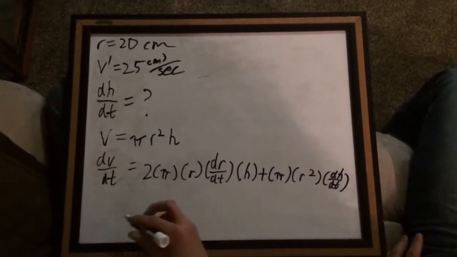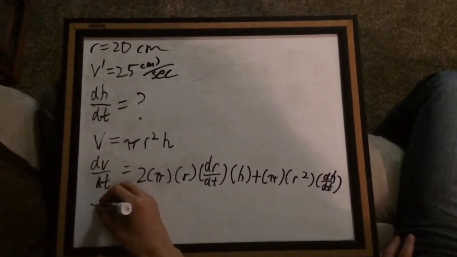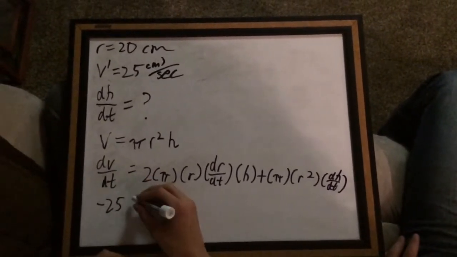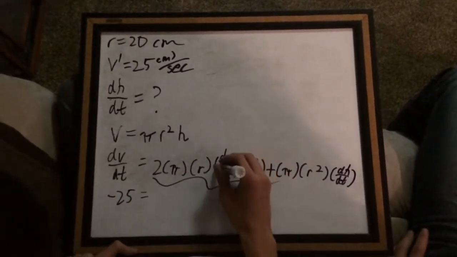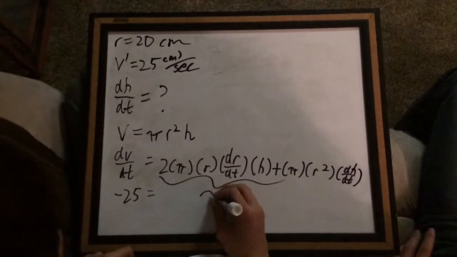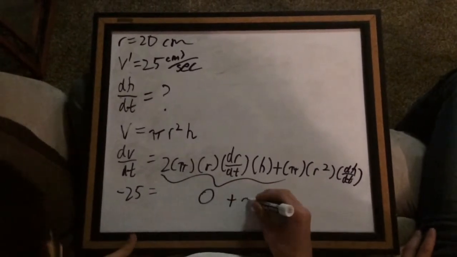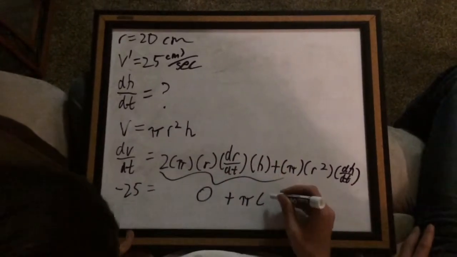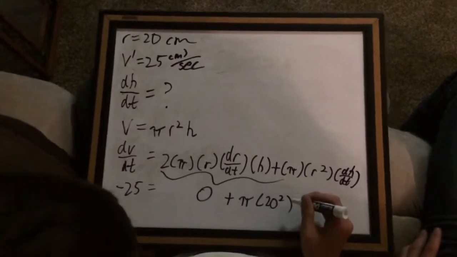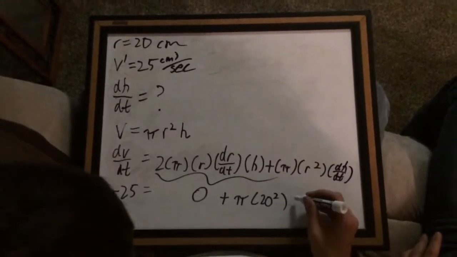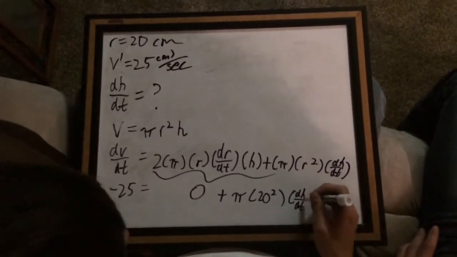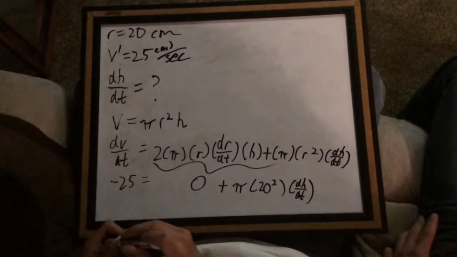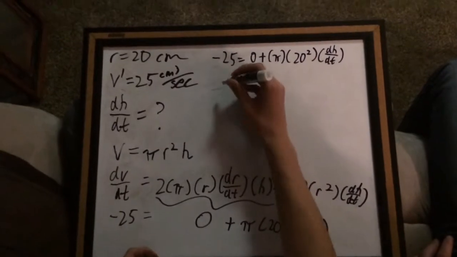Okay, now we gotta plug in our values. So it's changing at a constant rate of negative 25, which is equal to, this part doesn't matter because the radius isn't changing, so it's a 0. Then you gotta add pi times r, shown as 20 squared, times the rate at which h changes, which is dh over dt. That's the variable we're trying to solve. Now we have the equation right here, we can solve it.